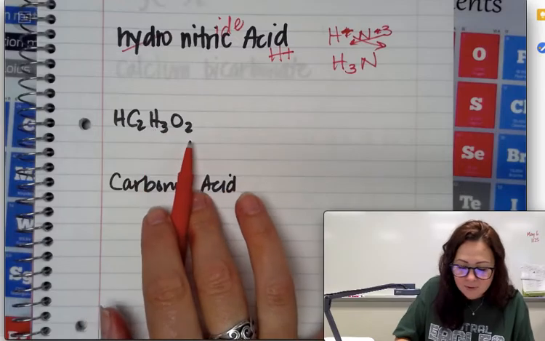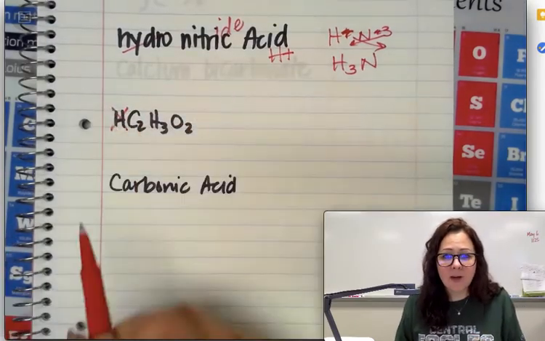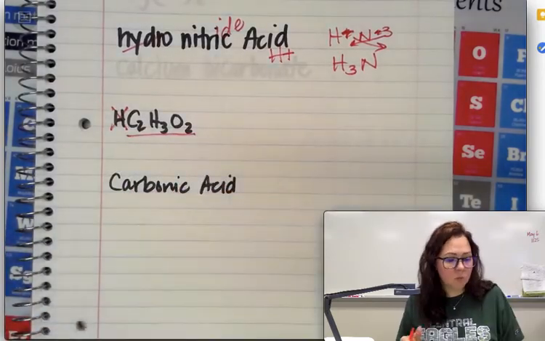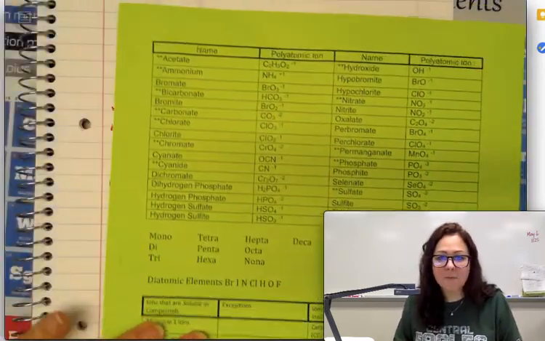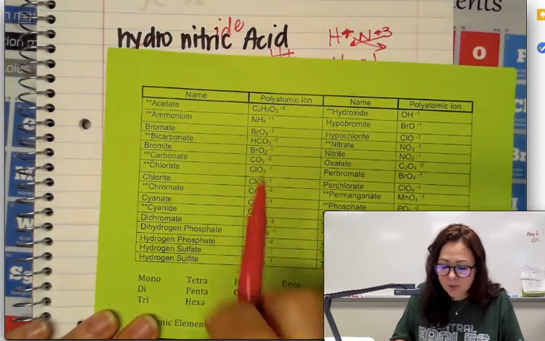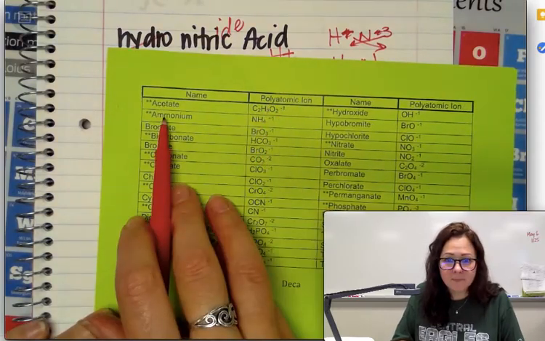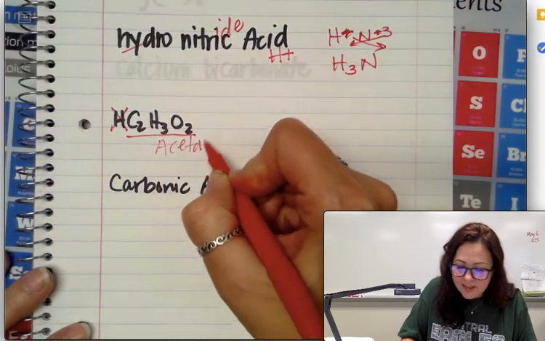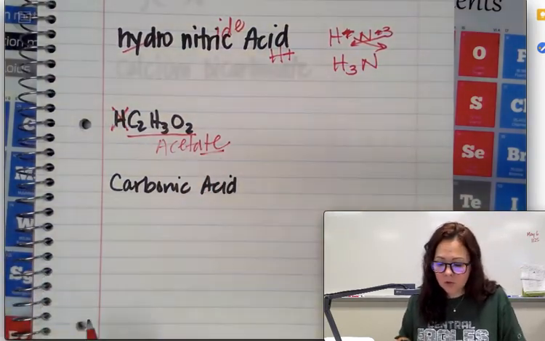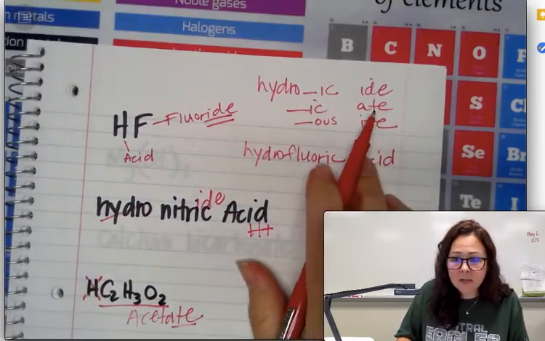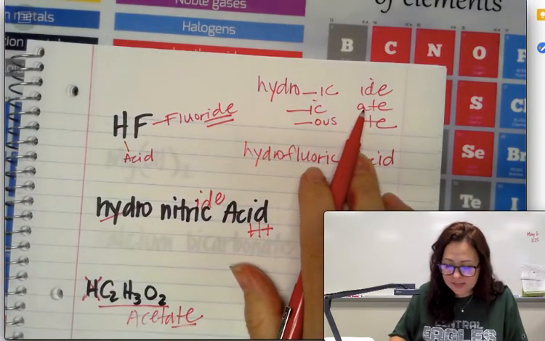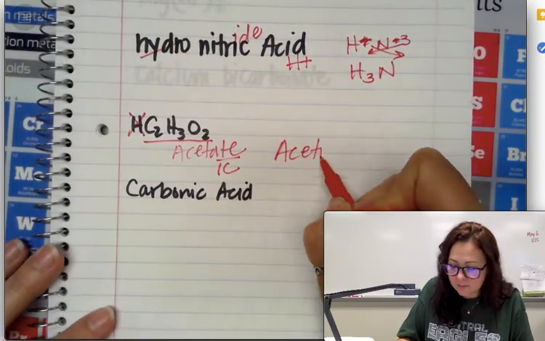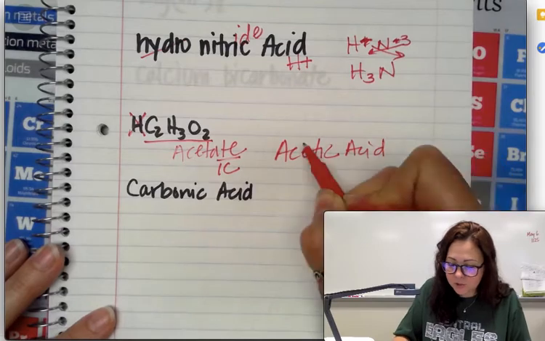The next one, HC2H3O2. Everything after the H is going to be a polyatomic ion. So I'm going to look for a C2H3O2 on my chart, or it's just one that we have to memorize. But C2H3O2 is called acetate. This ends in ATE. So looking at our rules up here, if it ends in ATE, we take that away and we make it IC. So this is called acetic acid. Because again, that H just means that it's an acid.